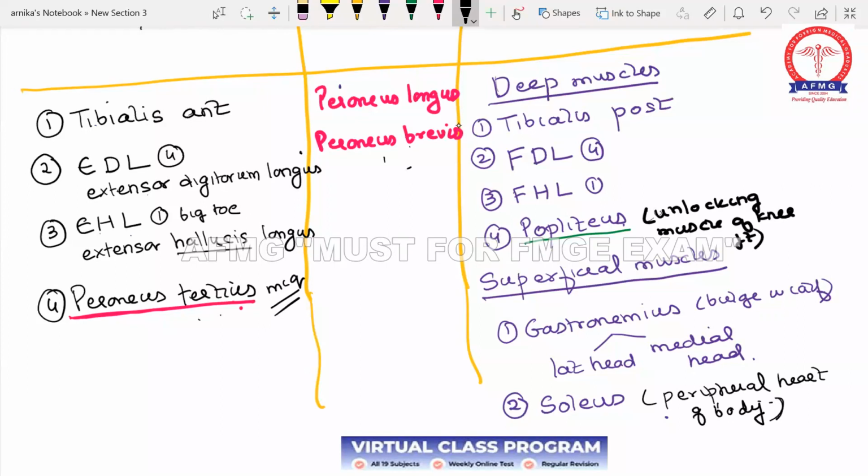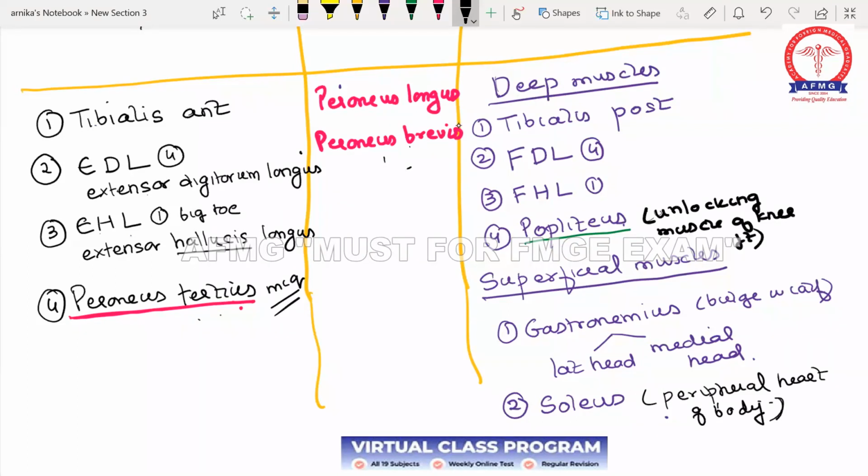So what is the function of the heart? To pump blood. So soleus pumps the venous blood upwards. The deep veins are inside the substance of the soleus muscle. So when the soleus contracts, the venous blood is pumped towards the heart. That's why it is called the peripheral heart of the body.